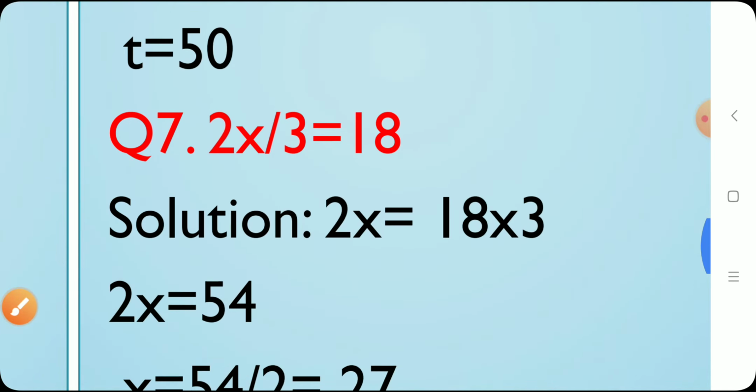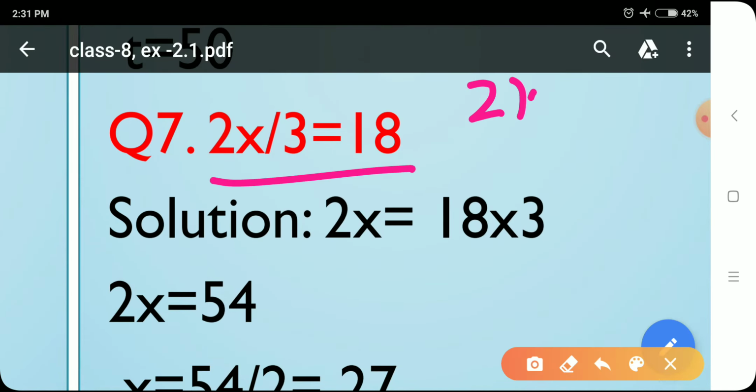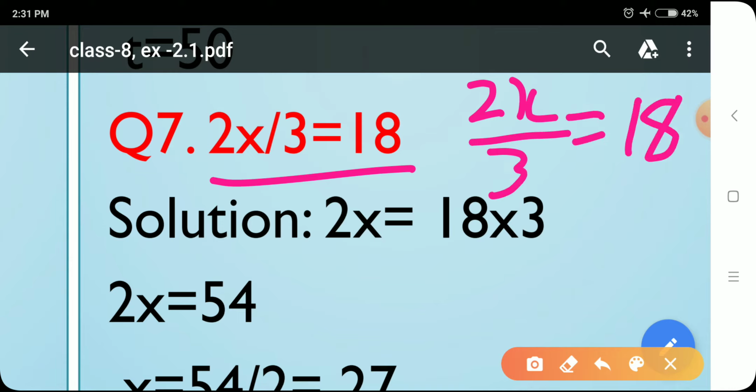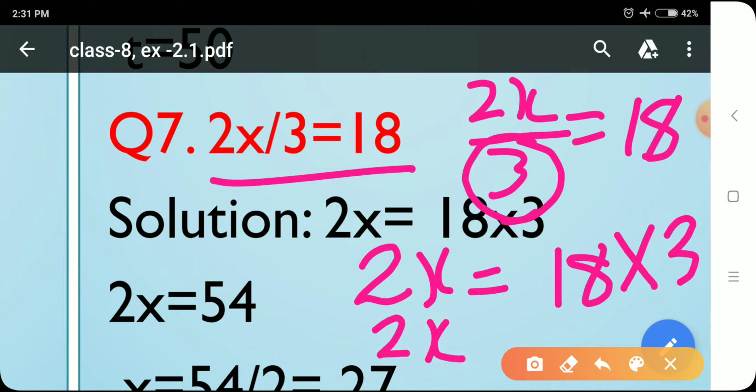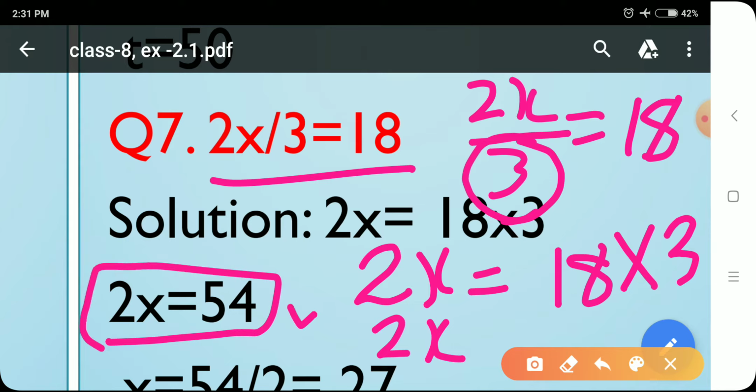Question number 7. 2x by 3 is equal to 18. You have to find out the value of x. So you will write 2x is equal to 18 into 3, because this 3 is in division and it will change here into multiplication. So you will get 2x is equal to 54.